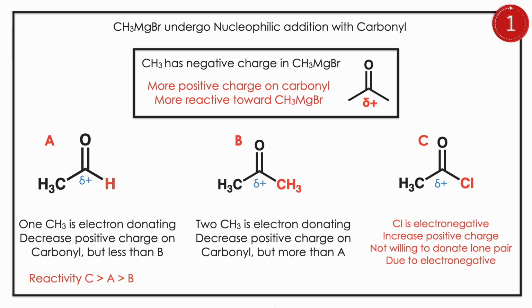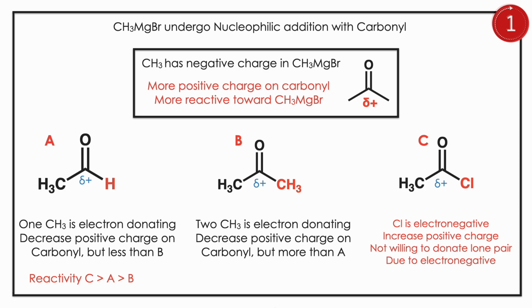Here there are three categories. By looking at the substituent, you might realize which one is more electronegative and which one is electron donating. Chlorine is an electron withdrawing group. So what really happens? It withdraws electrons and increases the positive charge. So it will have the higher possibility.